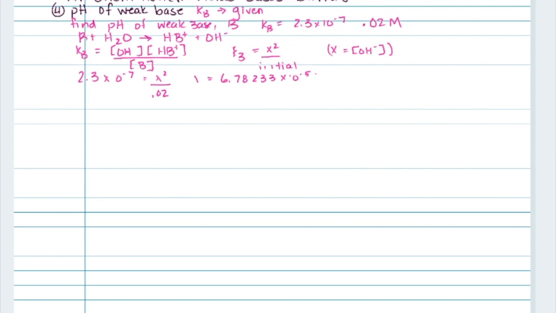The x that comes out of the calculator is 6.78233 times 10 to the minus 5 molar, which again is equal to our OH minus concentration because it was part of the Kb. If we negative log our x, we get the POH, which was equal to 4.17. And if we do 14 minus POH, we get the pH of 9.83.